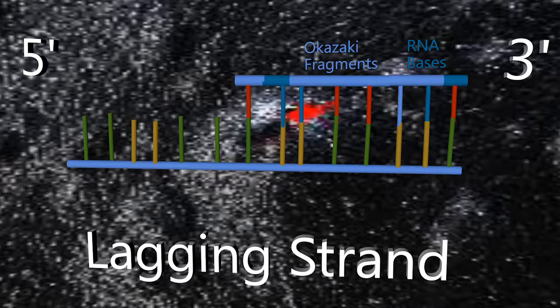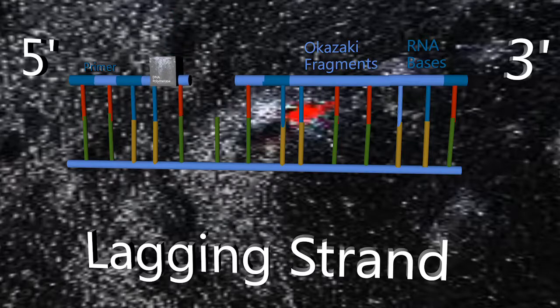The lagging strand, however, is not as simple as the leading strand due to its 3' to 5' direction. DNA primase adds multiple RNA bases, or a primer, which starts the synthesis process. DNA polymerase then adds DNA bases, which join to the RNA bases on both sides. These are known as Okazaki fragments.